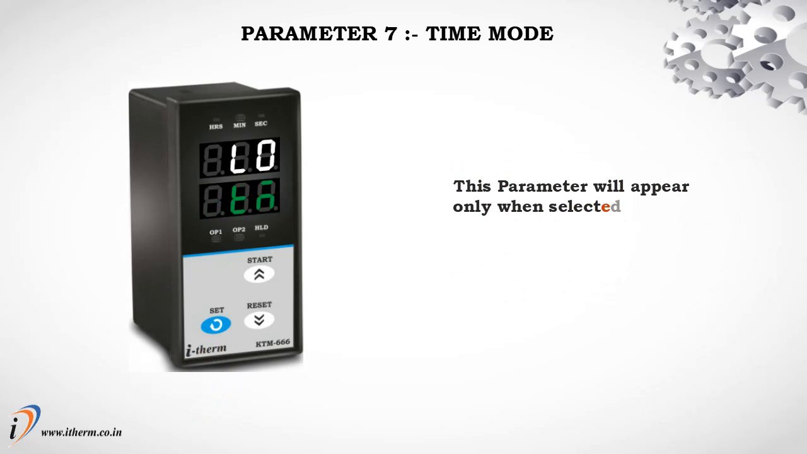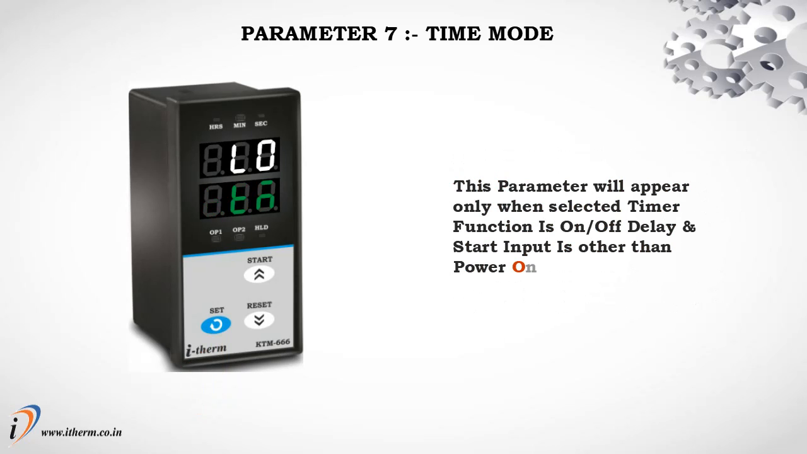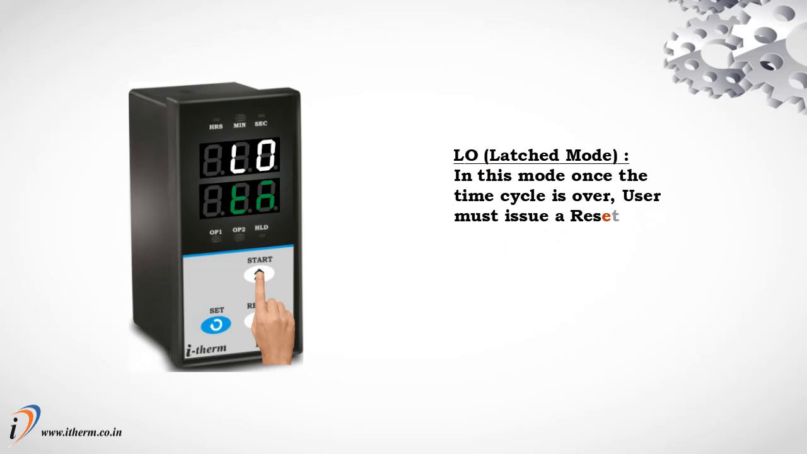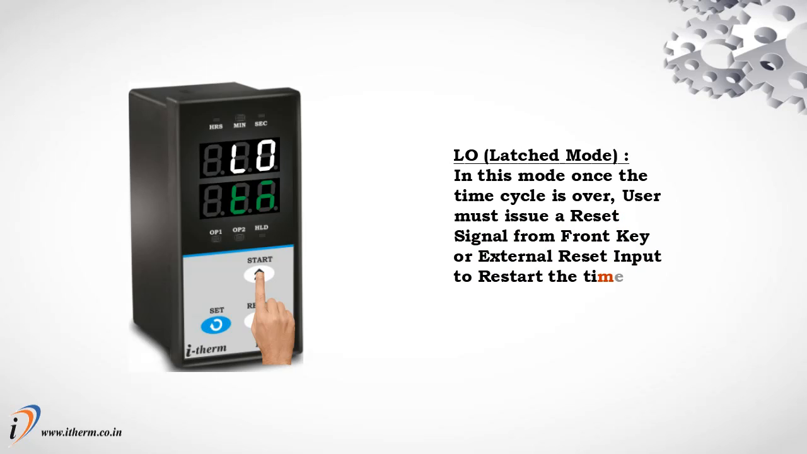Parameter 7, time mode. This parameter will appear only when the selected timer function is on and off, delay and start input is other than power on start. Latched mode. In this mode, once the time cycle is over, the user must issue a reset signal from the front key or external reset input to restart the timer.